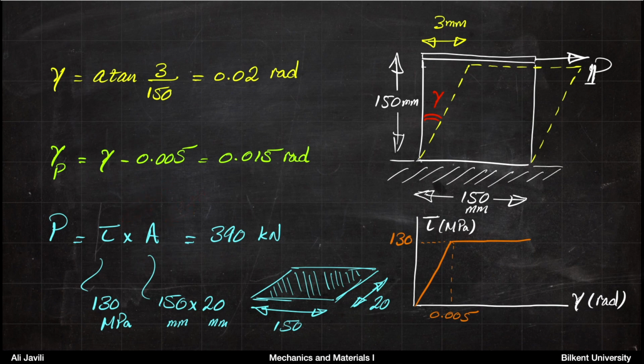For the area, you can see that the length is 150 millimeter in this direction. The width is given to be 20 millimeters. And shear stress is 130 megapascal, because if you remember, we said we would be somewhere here, and that means we are at the yield stress. So the yield stress is 130 megapascal, and we are exactly multiplying the shear stress, which is equal to the yield stress, times area. You get the force 390 kilonewton.